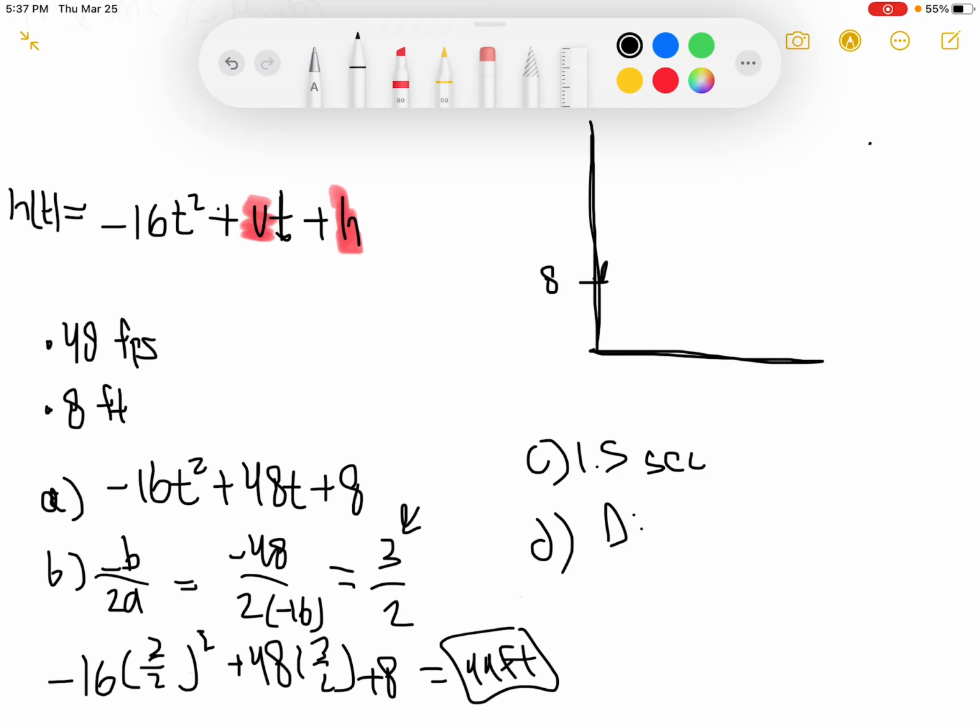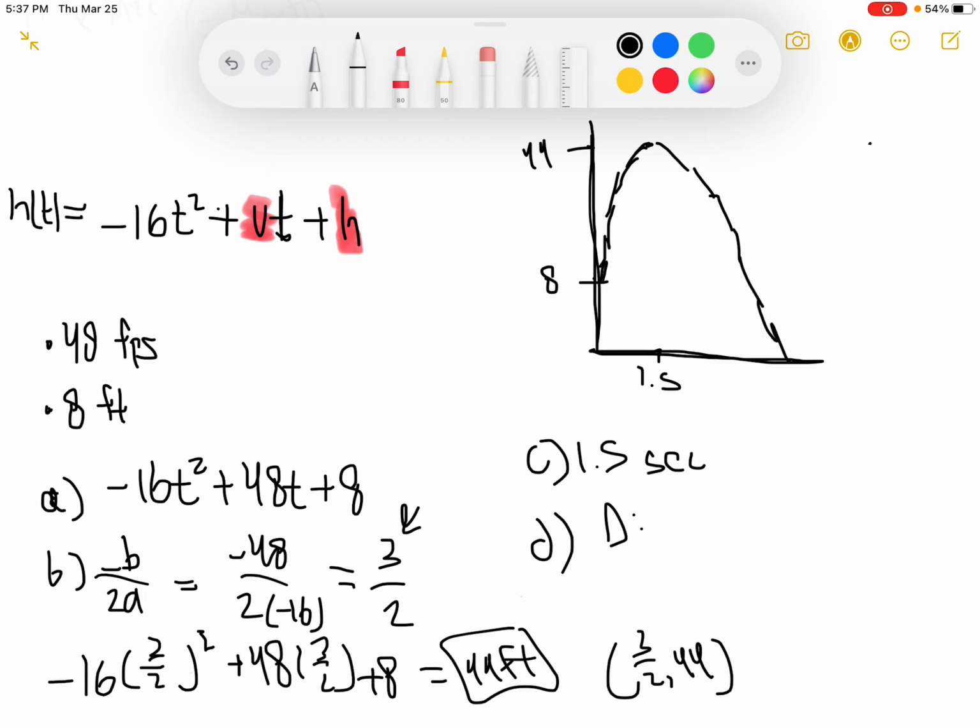So we found out that the vertex is 3/2, 44. So that's really 1.5. So 1.5 here. This is obviously not to scale. And then 44. So here's our maximum. And then we didn't have to find when it touched the ground, but we would assume that it would probably go something like this. So that's what our quadratic would look like.